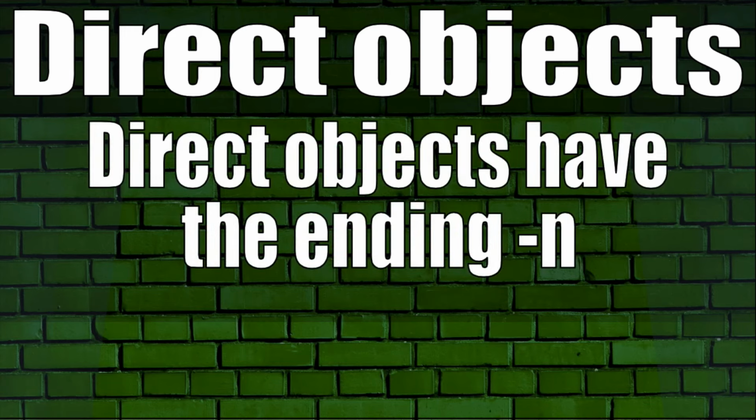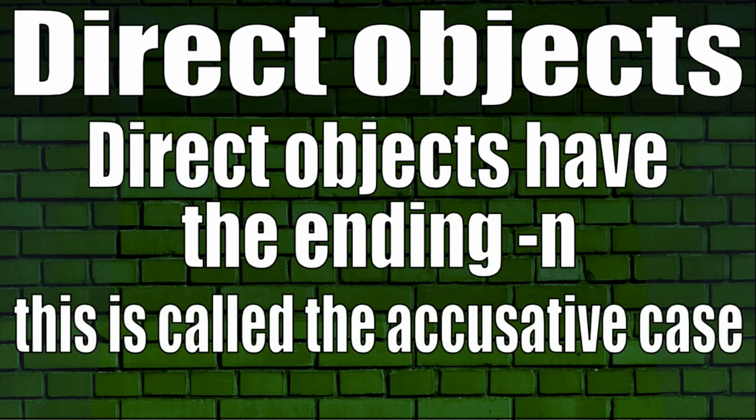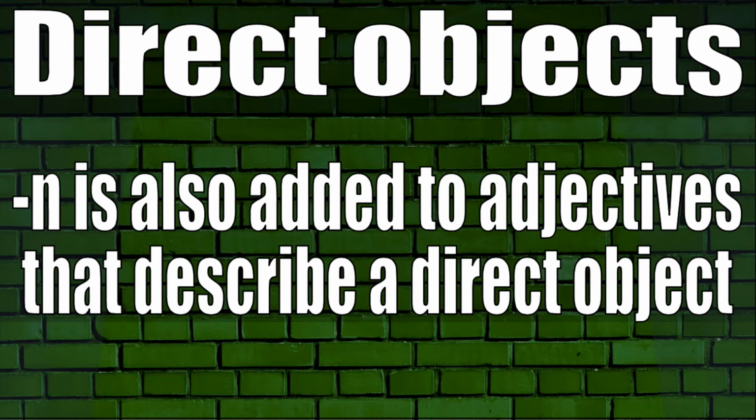In English, if you want to know what the direct object is, you kind of have to look at the word order in a sentence. But in Esperanto, we use a special ending. All direct objects in Esperanto end with the letter n, and this is something called the accusative case. There are multiple uses for the accusative case, but the main one is to show a direct object. This accusative ending is also added to any adjectives that are describing a direct object.